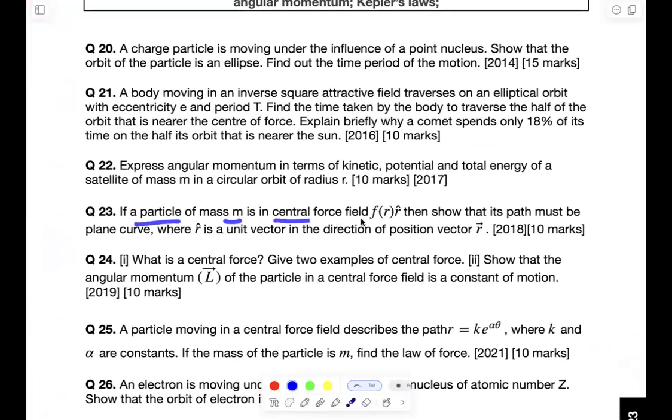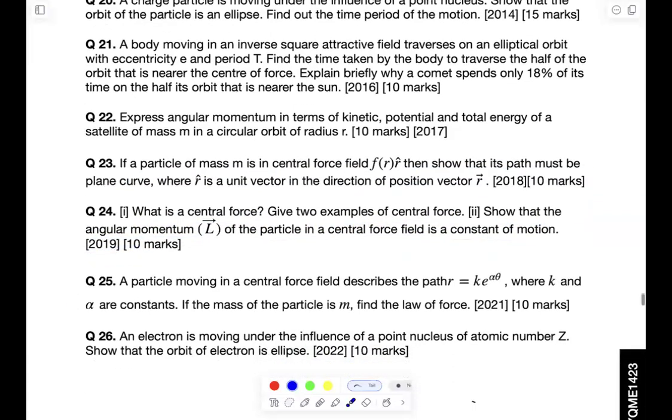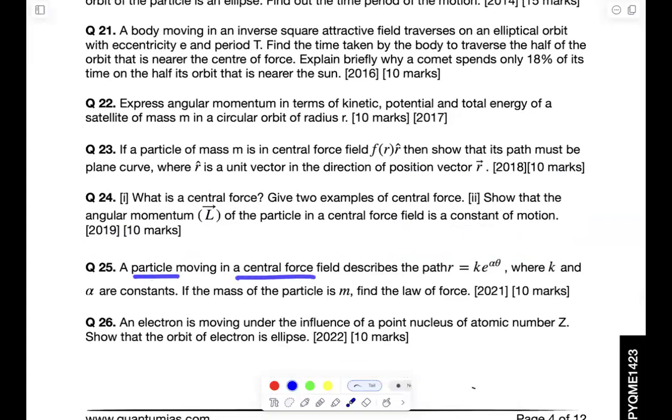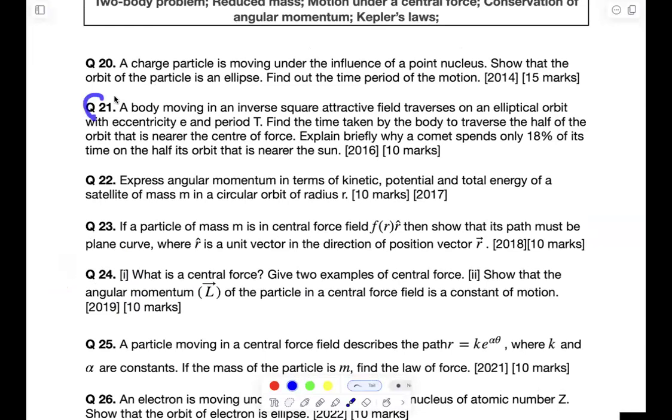A particle of mass m is in a central force, then show that the path must be a plane curve, where r is the unit vector along the position vector. Standard question. What is central force? Give two examples of central force so that angular momentum is constant in the motion. Again, what? Notes. A particle moving in a central force, describe its path, where k, again, this is a numerical, but this numerical is a common numerical. Do you understand?